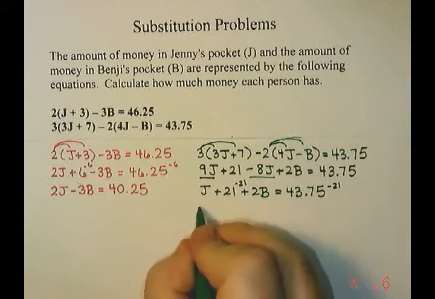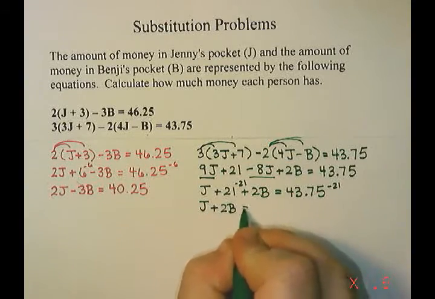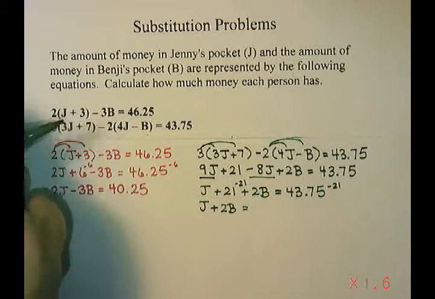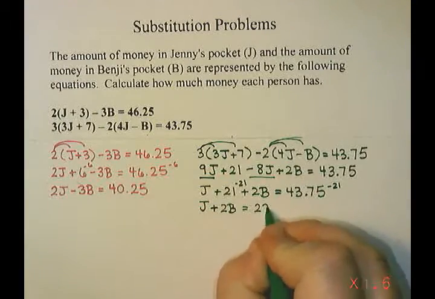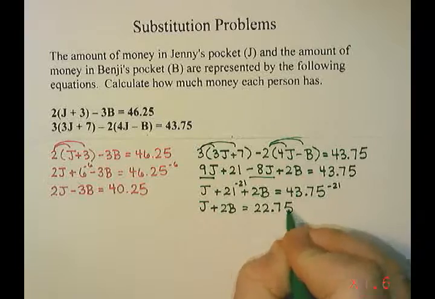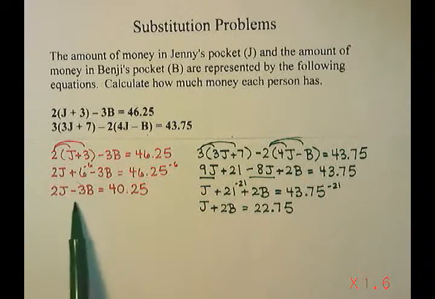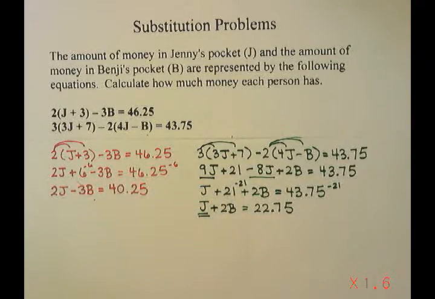And I get J plus 2B equals 43.75, take away 21, which is 22.75. Now, when I take a look, this one, there were coefficients in front of the J and the B. Here, I have a J that does not have a coefficient. Well, it has a coefficient of 1, but that doesn't have a number really that I can see there.